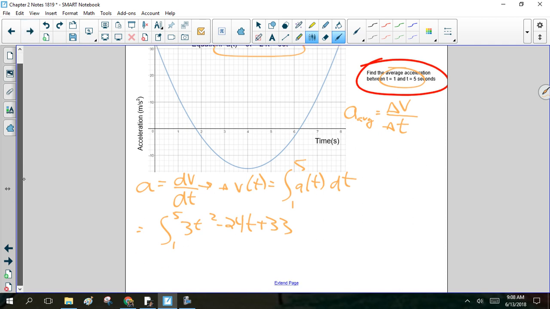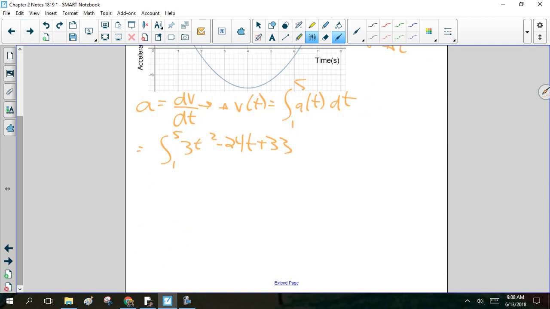All right, we're almost done here, so this gives us, we already took this integral, right? It's t cubed minus 12t squared plus 33t, and then evaluate it between 1 and 5. Plug in your 5, plug in your 1. So if you do this, when you plug in 5, you get negative 10, minus when you plug in 1, you get 22. And so subtract this and you get negative 32. That's our change in velocity, meters per second.